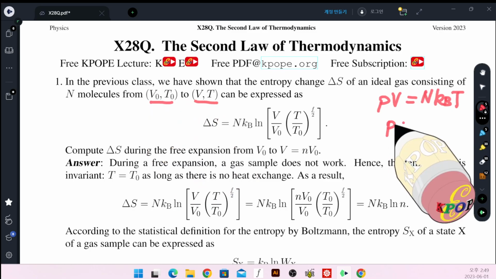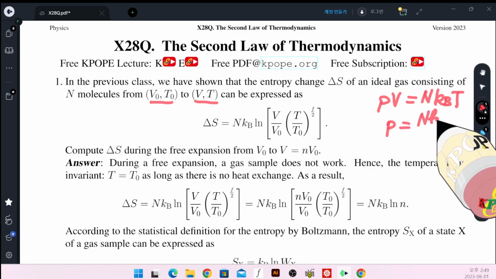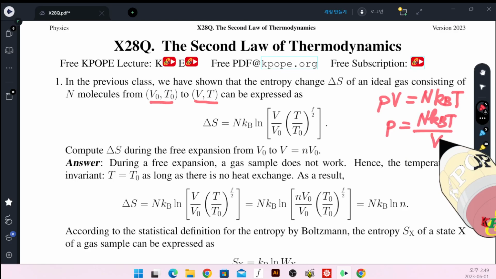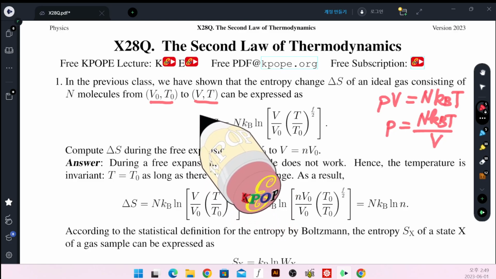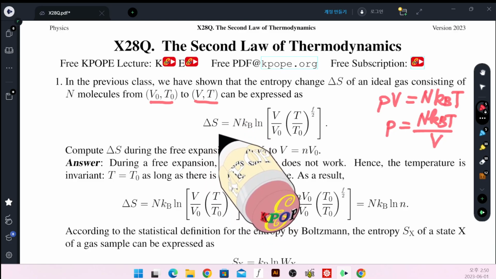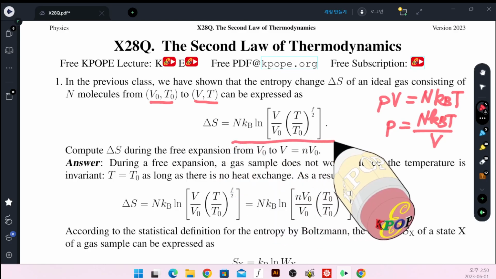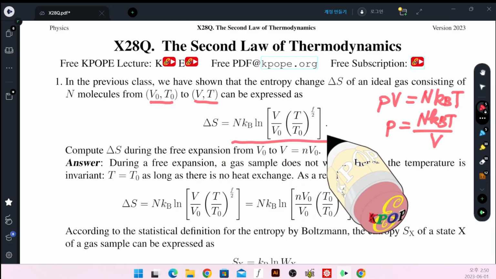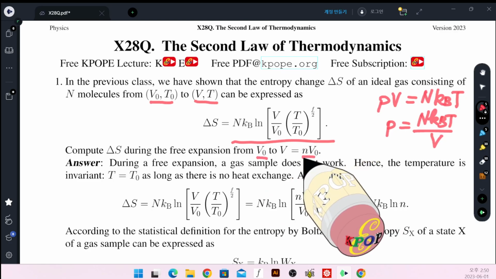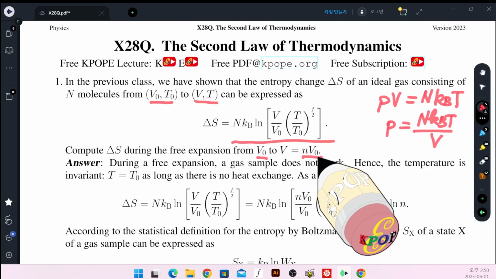Then the pressure is nkBT over V. In that case, according to our derivation, the delta S, a change in entropy from the initial state to a final state, is expressed like this. Compute delta S during the free expansion from V0 to NV0.